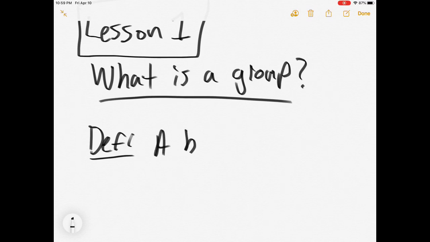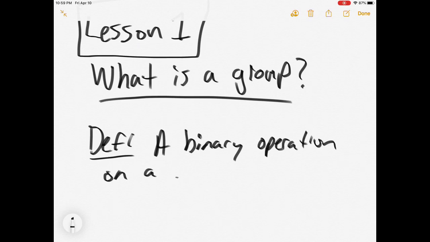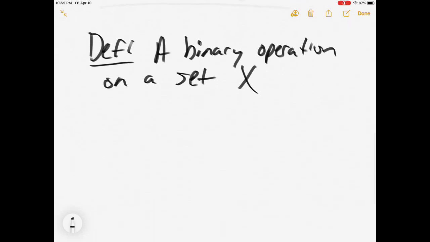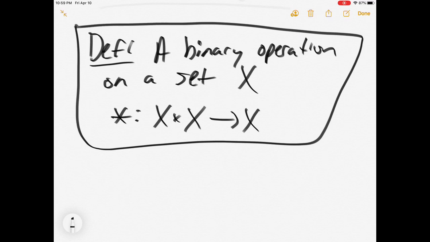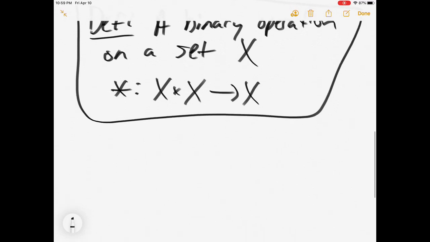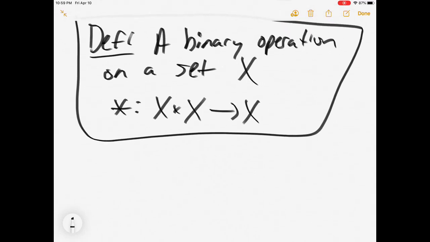So a binary operation on a set X. This is simply just a function. Usually we call it star, from X cross X to X. That's all it is. So we say that star is closed.